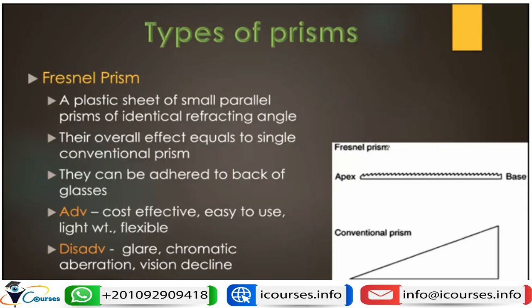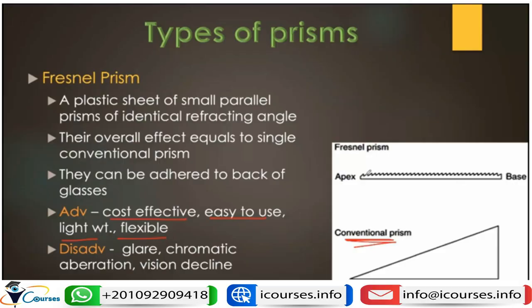Here is what we were talking about, the Fresnel prism. So what is the Fresnel prism? The Fresnel prism is a plastic sheet of small parallel prisms, small prisms adjacent to each other. They are identical in the refracting angle, so their overall effect will be equal to a single conventional prism. They can be adherent to the back of the glasses, so the advantage of the Fresnel prism is that it is cost effective and easy to use. It can be clipped over the back of normal glasses, and they are lightweight and flexible.